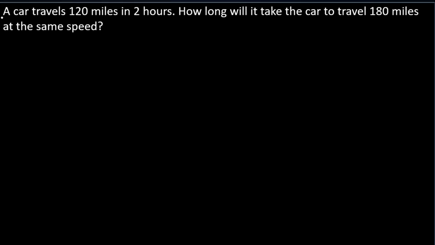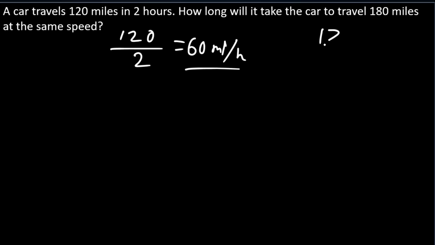Now, this is our next problem. A car traveled 120 miles in 2 hours. So it's 120 over 2 equals 60 miles per hour. How long will it take the car to travel 180 miles at the same speed? At the same speed, 180 miles over 60 equals 3. So 3 hours is required to cover 180 miles at the same speed.